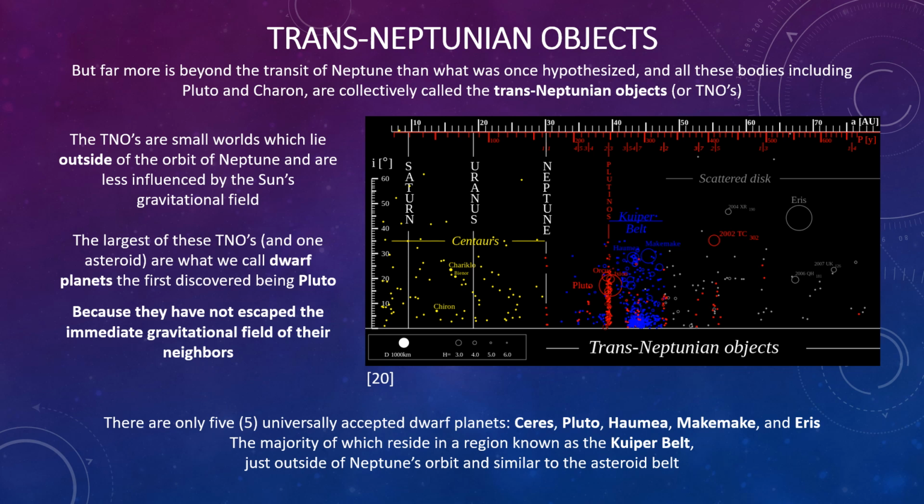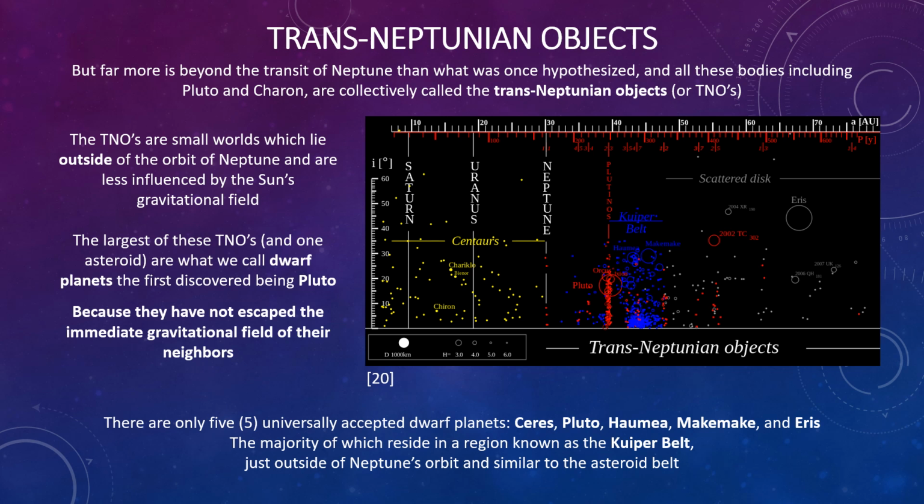We call the largest of these dwarf planets, and they have not completely escaped the immediate gravitational field of their neighbors, which is what I was discussing in the last slide about Pluto not having cleared its nearby gravitational field. So there's still a lot of fighting to determine what's going on in these orbits. And that's because these are very far out orbits, and so it takes a long time for their interactions to eventually settle down.